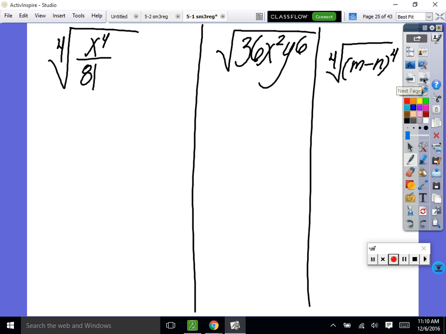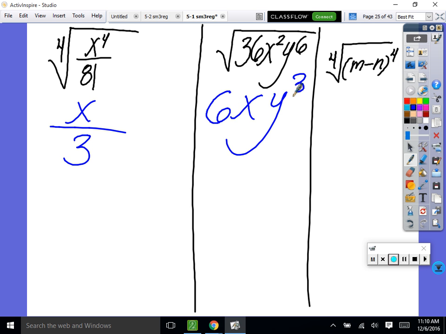Awesome. Okay, what about this one? The fourth root of x to the 4th over 81. We split it up. So what's the fourth root of x to the 4th? And then the fourth root of 81 is 3, so that would be our answer. And then the next one, square root of 36 is 6. Square root of x squared is, and then square root of y to the 6th. Y to the 3rd. Is anybody confused on how we're getting that? Please ask if you do.